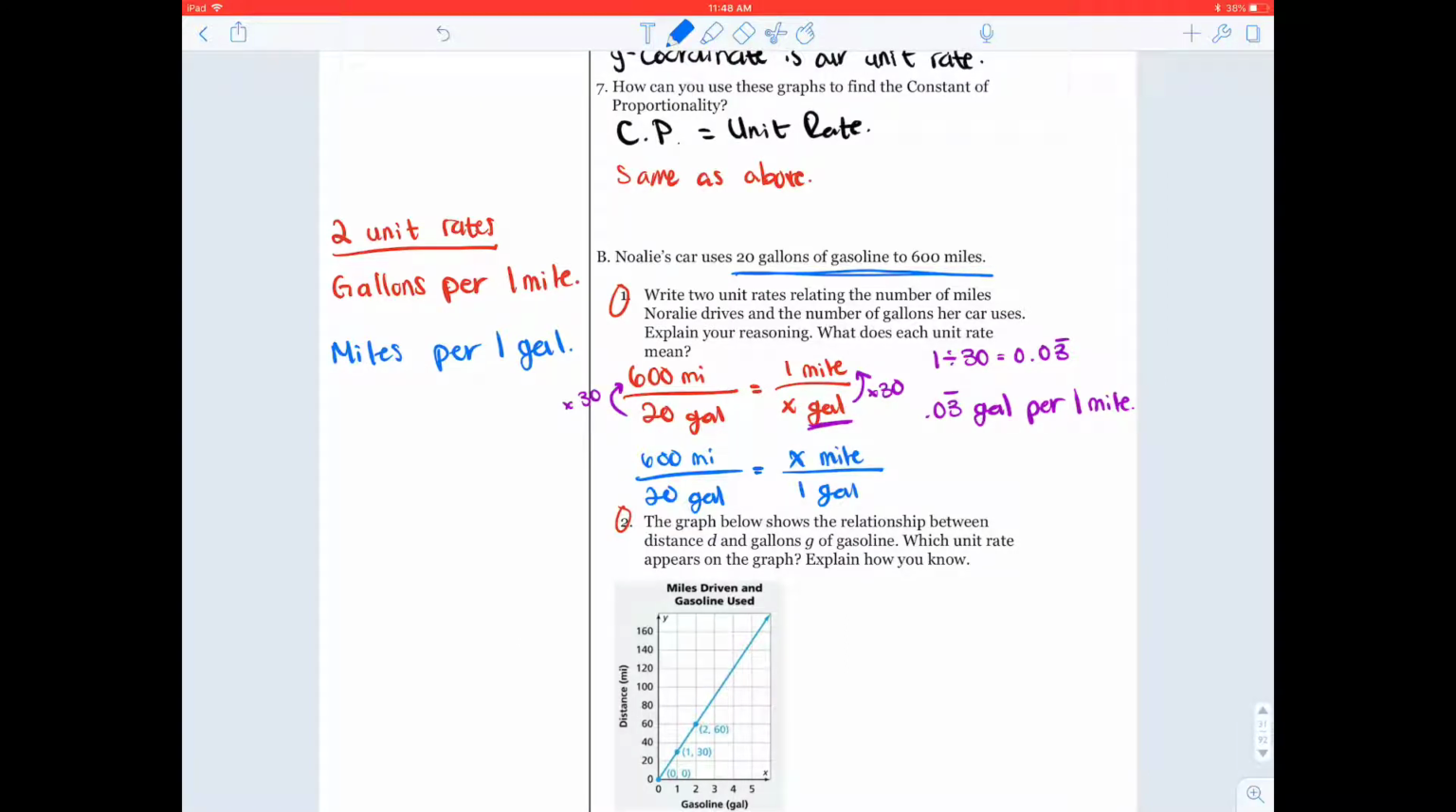So now x is in the numerator here. And we're going to do something very similar. How do I go from 20 to 600? Well, I still multiply that by 30. And this time, I can multiply 1 by 30 to get the amount of miles. So 1 times 30 equals 30. Don't forget to tell me what units we're in. So this is 30 miles per 1 gallon. And there we go. We have our 2 unit rates.